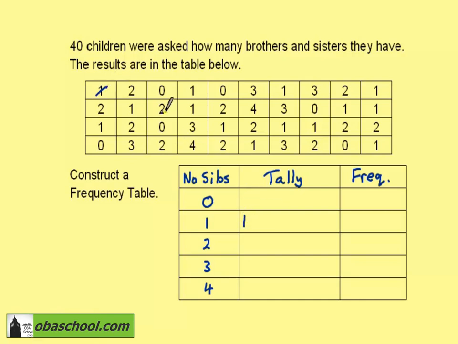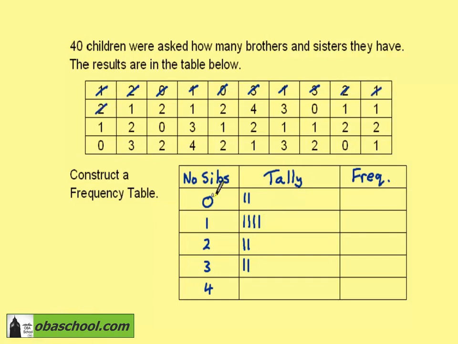We have a 1, a 2, a 0, another 1, a 0, a 3, a 1, a 3, a 2, and finally a 1.